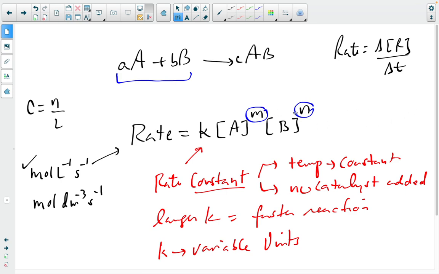Now, you don't have to use m and n. These are generic letters that are used. You could have used x, y, z, a, b, c. It doesn't really matter. But to me, one of the most important parts of a rate expression or rate law are these exponents, which we call orders of reaction.